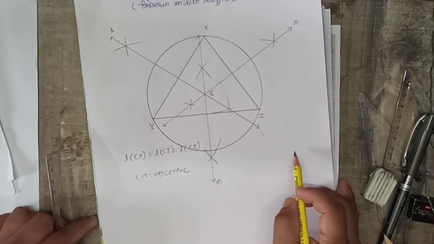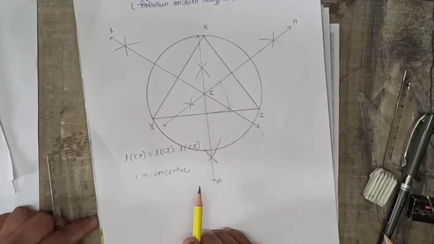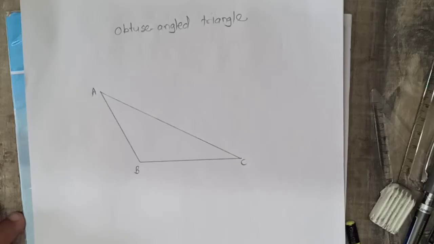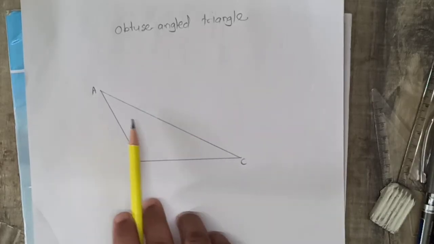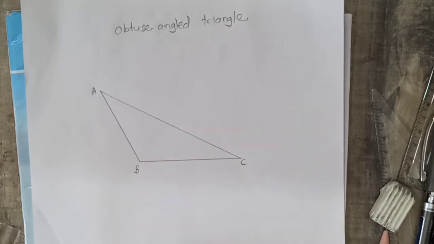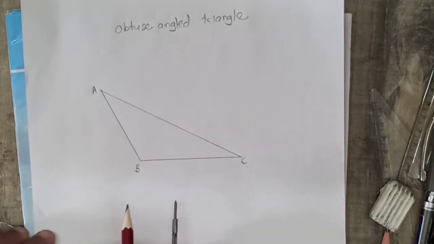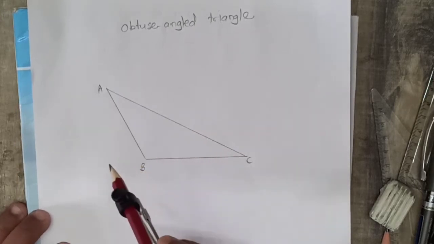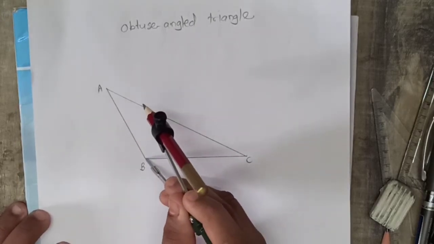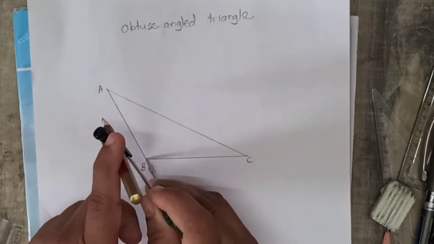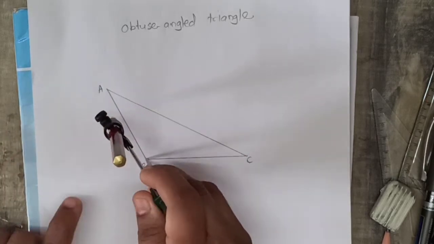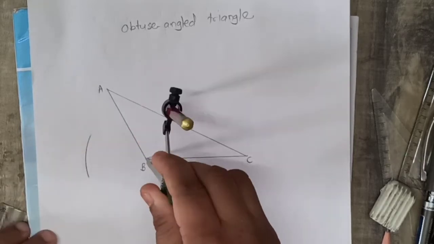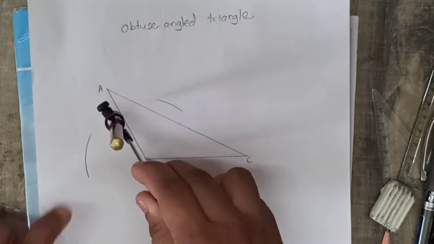Now we will observe the location of the point of concurrence for an obtuse angle triangle and for a right angle triangle. As you can see, this is an obtuse angle triangle, and we have to find out the location of the point of concurrence of the perpendicular bisectors of each side of this triangle. So draw first the perpendicular bisectors of each side. Take more than half of the length of the side in a compass. Draw an arc to both sides of this side.